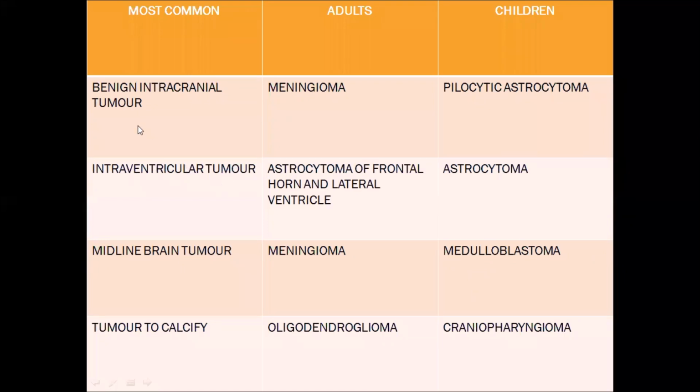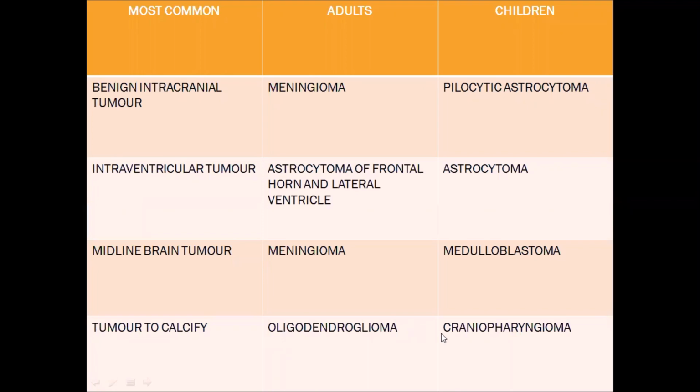The most common benign intracranial tumor in adults is meningioma, whereas it is pilocytic astrocytoma in children. The most common intraventricular tumor is astrocytoma in both age groups. The most common midline brain tumor is meningioma in adults, whereas it is medulloblastoma in children. The most common tumor to calcify is oligodendroglioma in adults. It is craniopharyngioma in pediatrics.